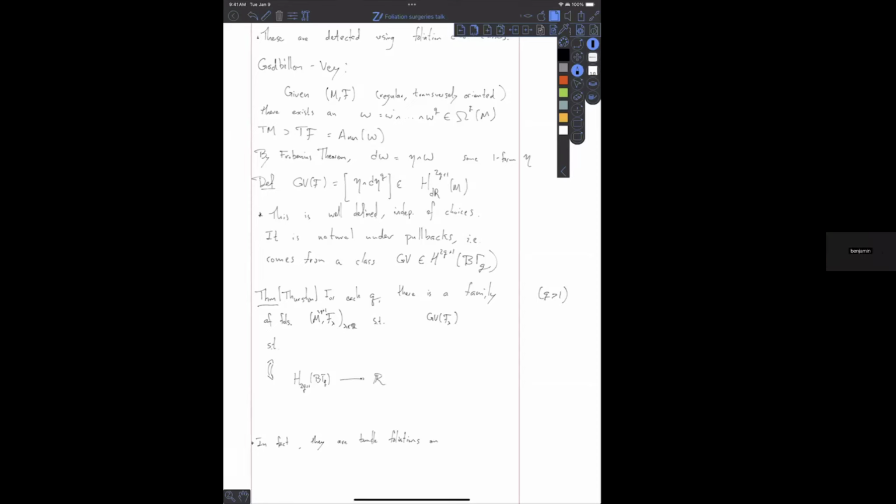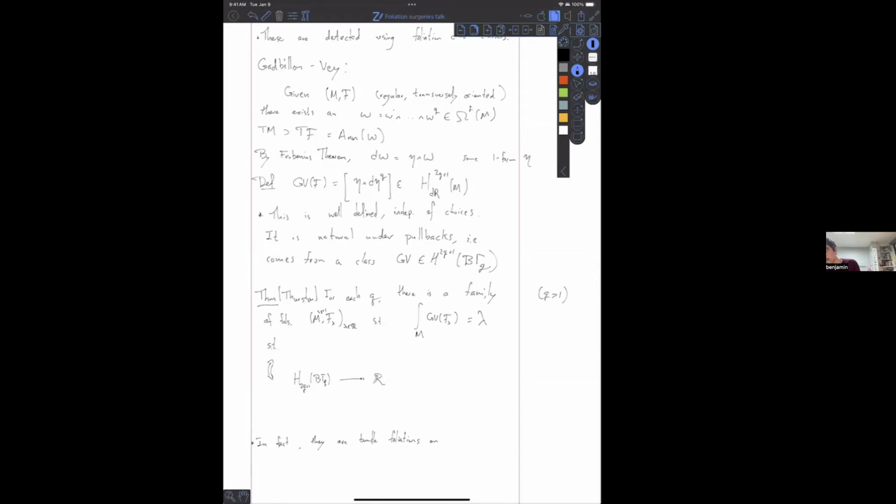Is there a question? No, okay. The Godbillon-Vey class, that's a 2q plus 1 form. We can integrate it over M to get a number. That's the Godbillon-Vey number, and that's equal to lambda in R. So we have an uncountable family of foliations that all have distinct Godbillon-Vey classes.